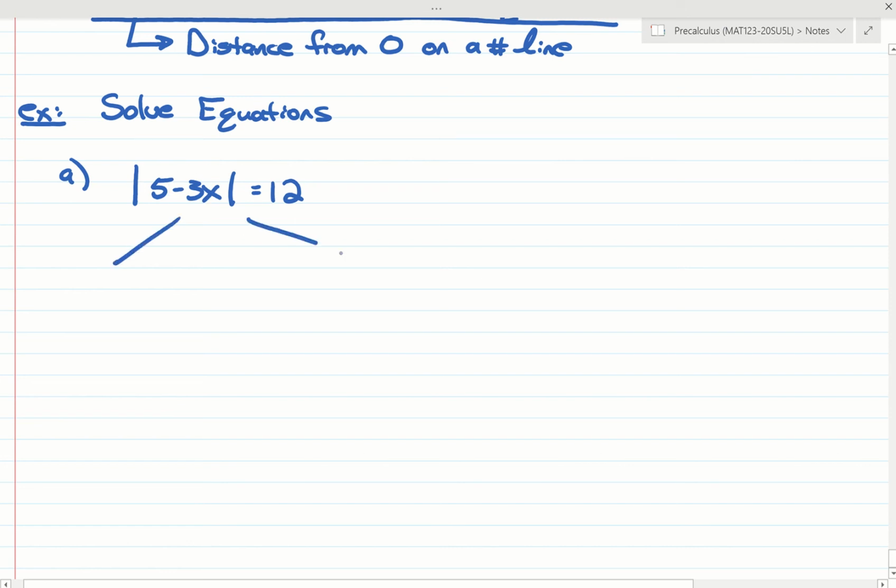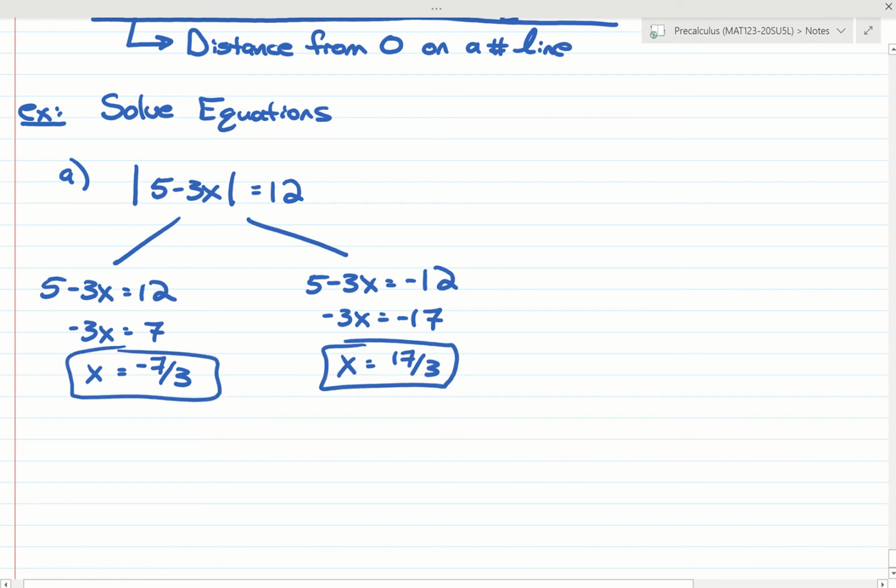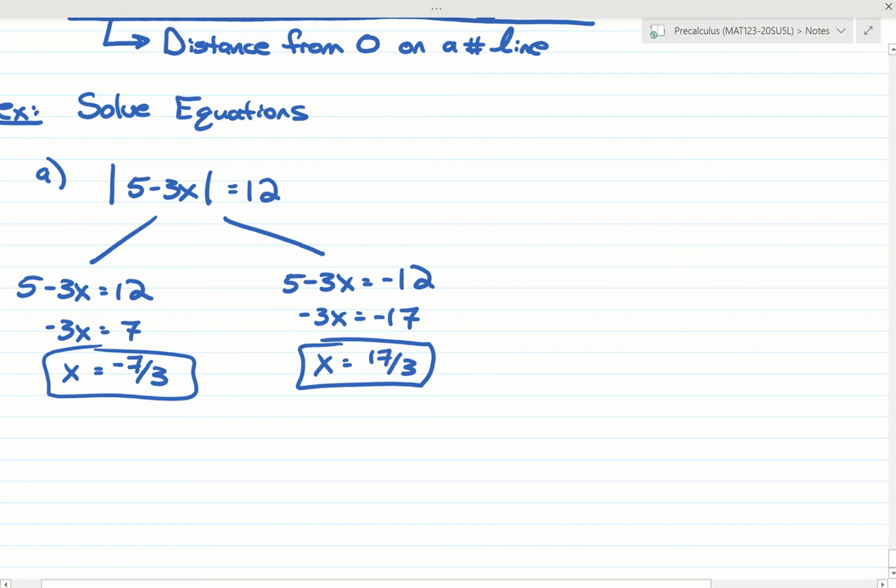So generally, the way we get rid of absolute value is we break it up. We say 5 minus 3x would equal 12. And what if 5 minus 3x was equal to negative 12? Well, we could bring the 5 over, divide by negative 3, and then we could do the same thing here, bring the 5 over, divide by negative 3, and that would be our answer. So these are pretty straightforward, and I'm sure you've been seeing these for a while now.